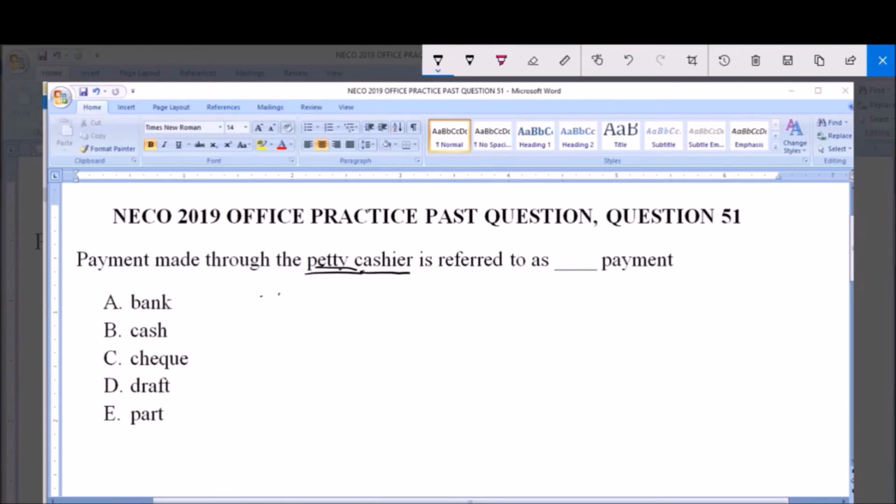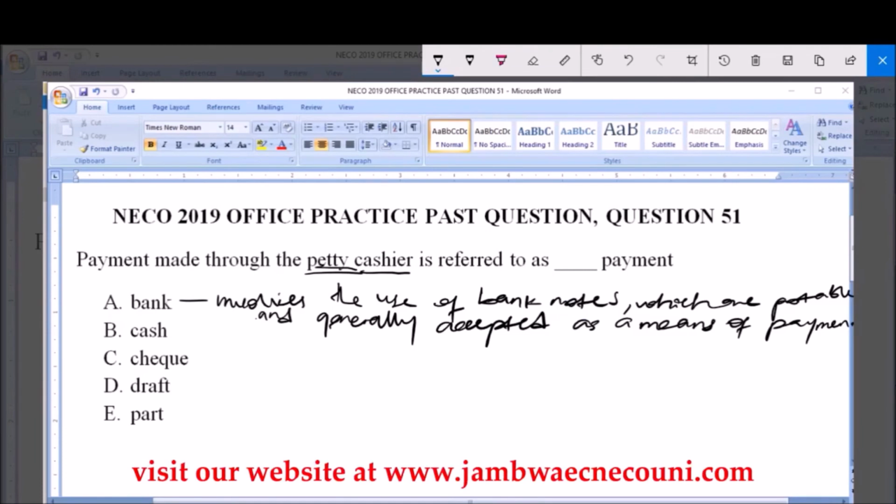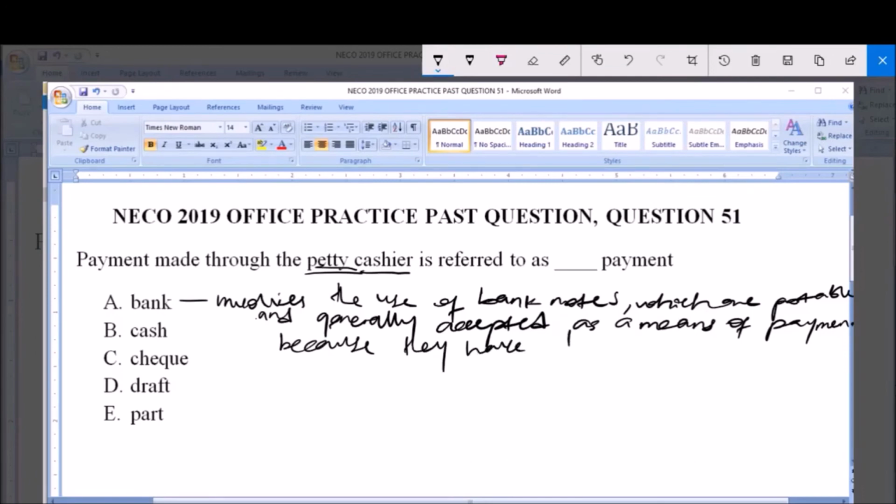Now A says bank payment. Bank payment involves the use of banknotes, which are portable and generally accepted as a means of payment, because they have the same status of legal tender, which is money. That's for bank payment. So bank payment involves the use of banknotes.